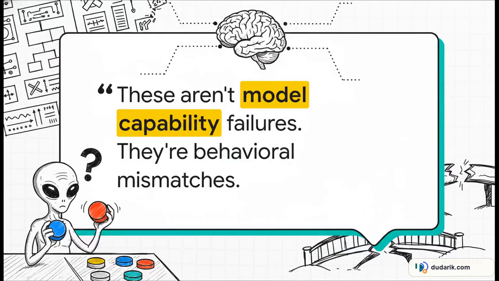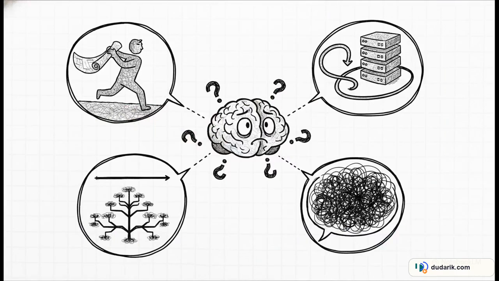There's a great piece on Dudarik.com that sums this up perfectly. It says these aren't model capability failures. They're behavioral mismatches. The model doesn't know it's inside Claude Code. You know, the problem really isn't intelligence. The problem is self-awareness. It's like you've dropped an absolute genius into a foreign control room. They've got the brain power, obviously, but they have absolutely no idea which buttons to press or what the local customs are.